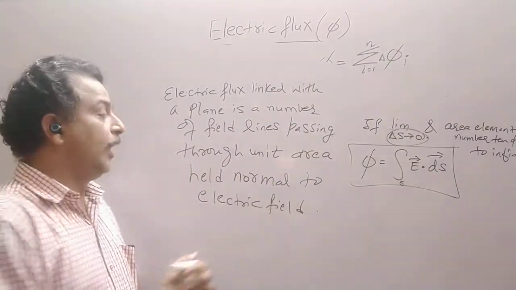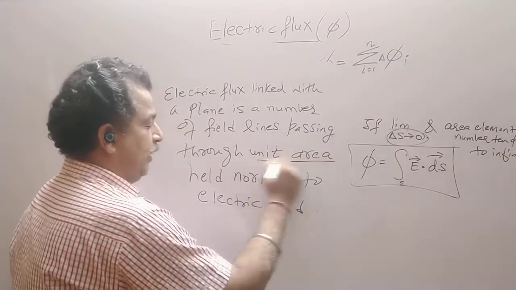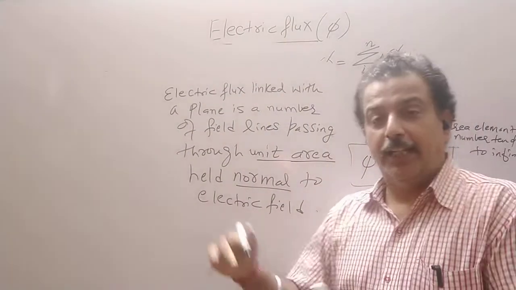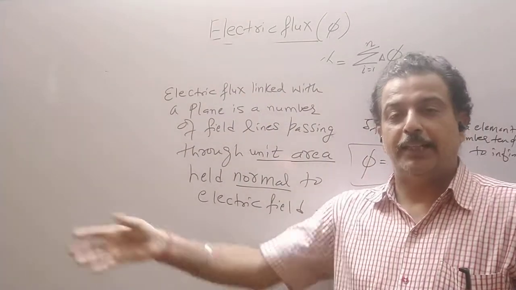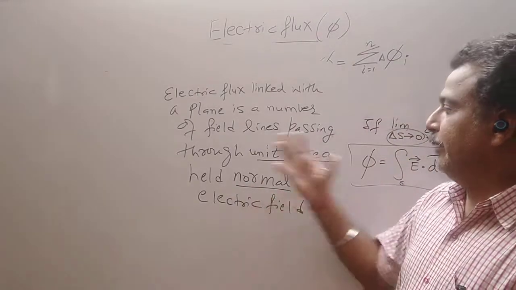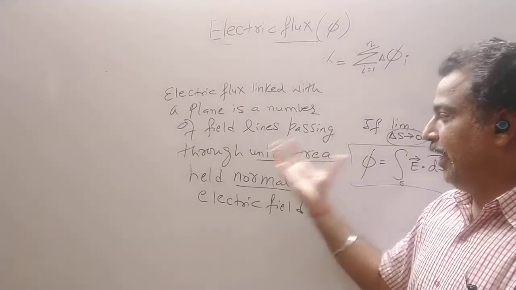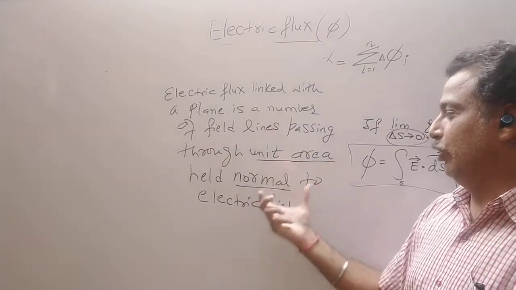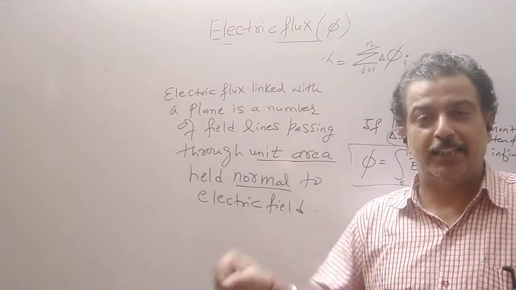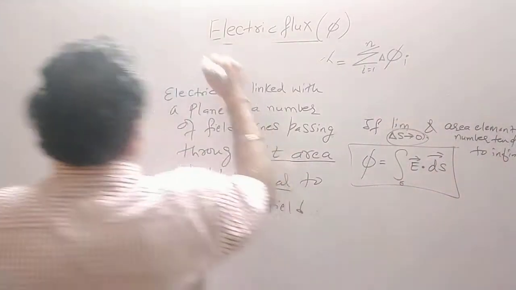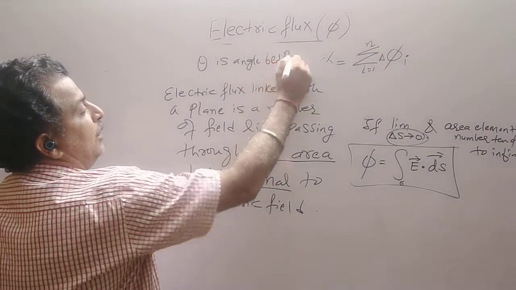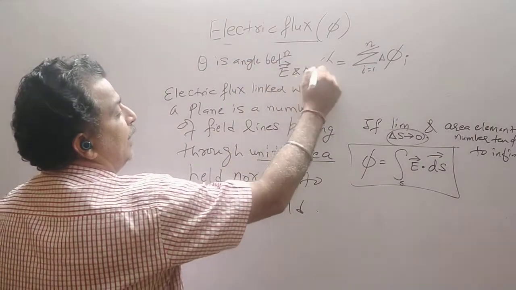So if it is in my hand, I will hold a unit area normal. Otherwise, the area can be oriented in any direction. When it makes an angle theta, you have to consider that angle. And if you hold this unit area normal, then the area vector will always come in the direction of the electric field intensity, that is, theta becomes 0. Remember, theta is the angle between E vector and delta S vector.